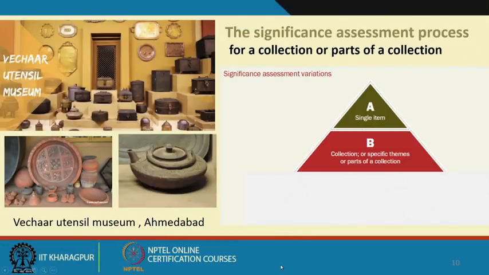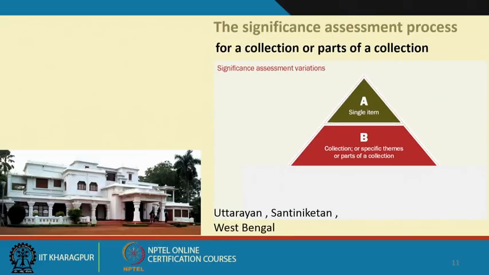So, this is the second variation, where there is a collection of specific themes, and here the theme is the utensil. So, the collection of the various objects contributed to the theme contributes to the significance of this museum.